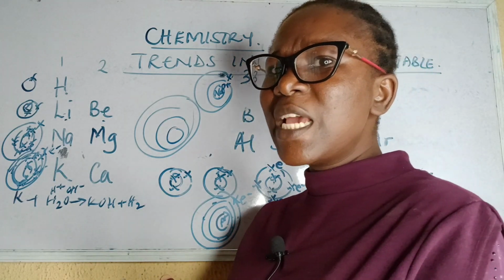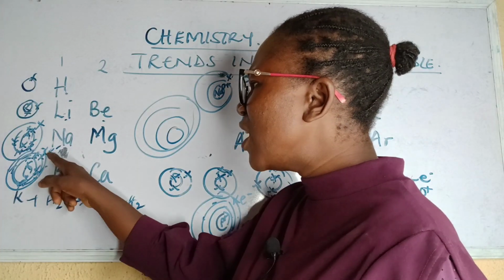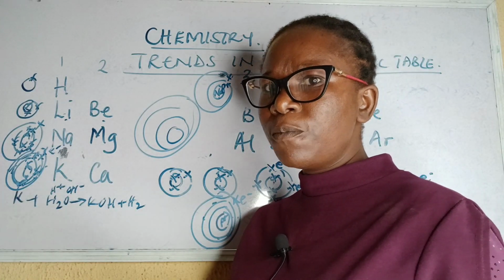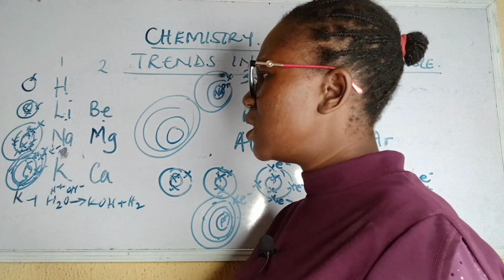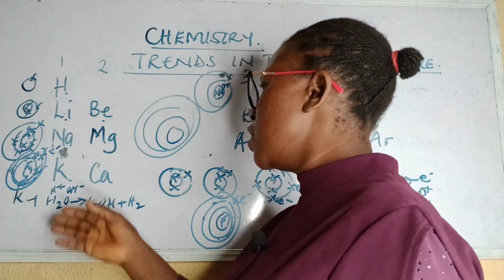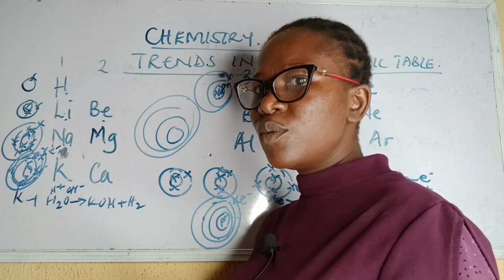And because it's easier to lose as you go down the group, the energy required to remove the valence electron from a gaseous atom to form a gaseous ion, which is ionization energy, will be reduced, because it's easy to remove the valence electron as you go down the group. So definitely ionization energy will reduce.